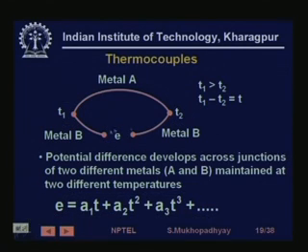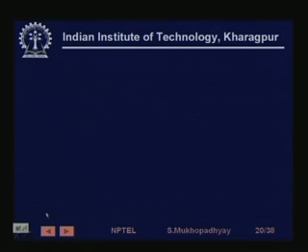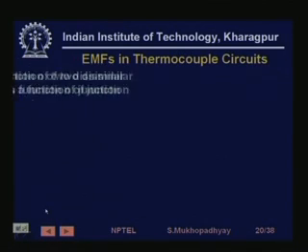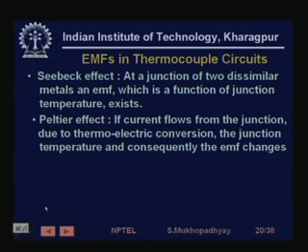So you see, by sensing this EMF you can actually sense the temperature. There are 3 kinds of EMF, strictly speaking, from a physics point of view. There is one called the Seebeck effect, which is the basic effect used in temperature measurement, which says that at the junction of 2 dissimilar metals an EMF exists which is a function of the junction temperature. So if you have 2 junctions at 2 different temperatures, then there will be 2 different valued EMFs, and so there will be a potential difference across these 2 points. So this is the idea.